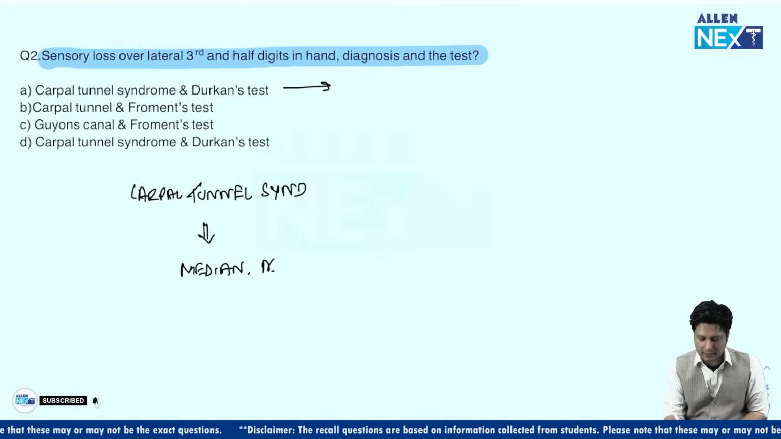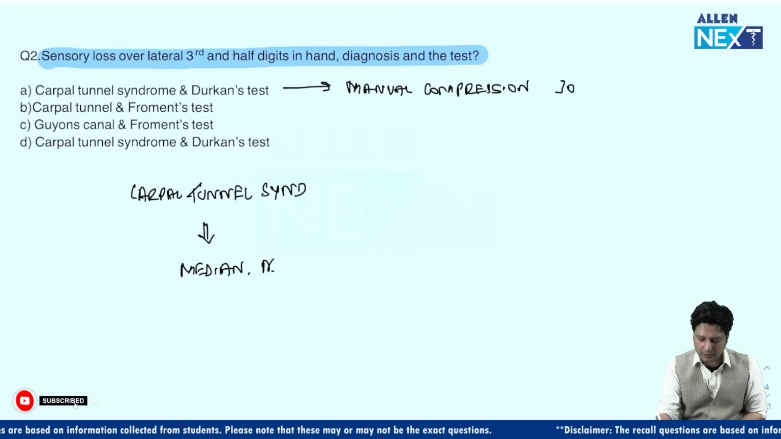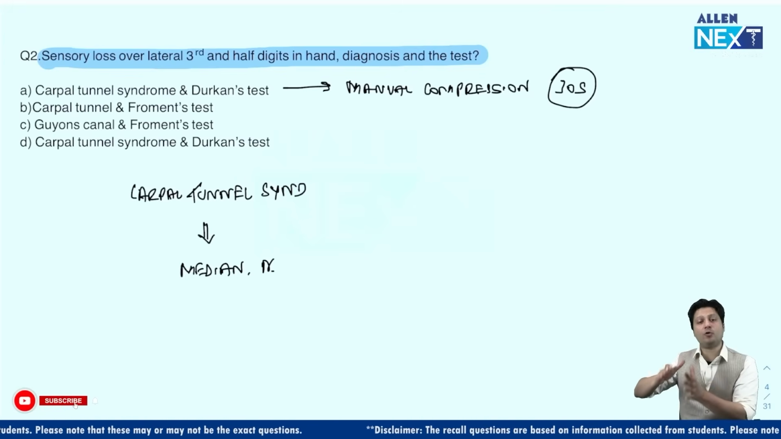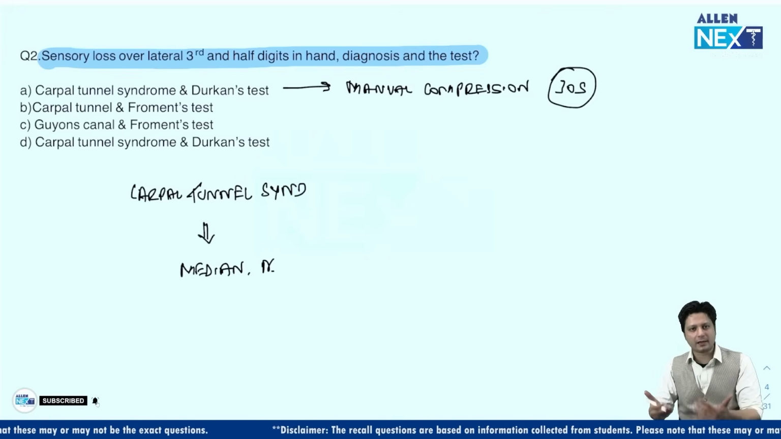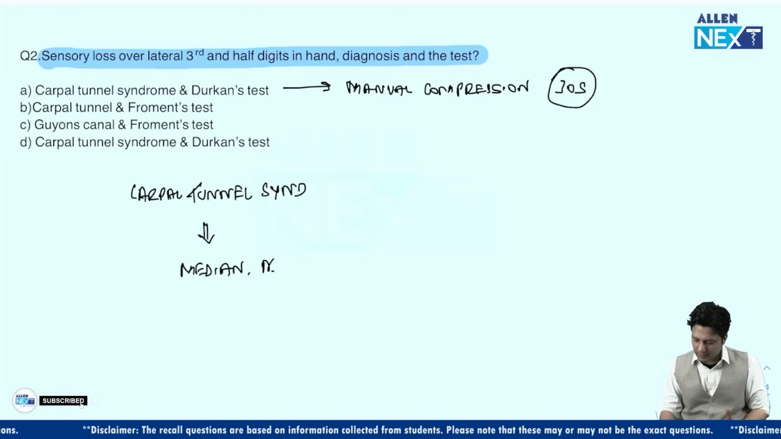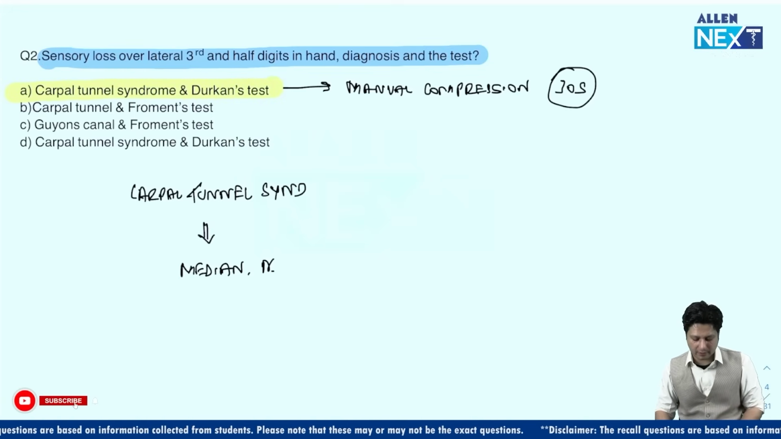So the test is a manual compression over the median nerve for around 30 seconds, and all these features of median nerve compression are going to get exaggerated. So this is exactly the answer to your question. You came to know that the answer is A: it is carpal tunnel syndrome and Durkan's test positivity is there.